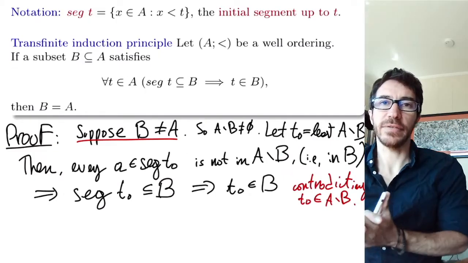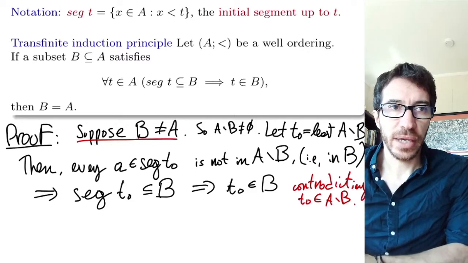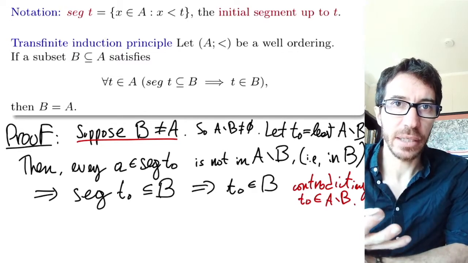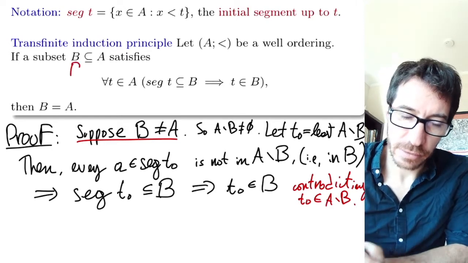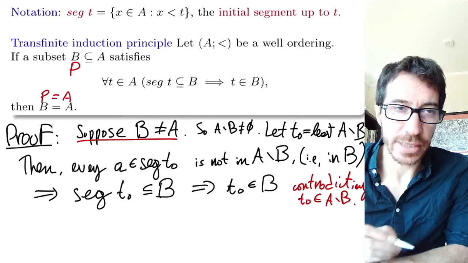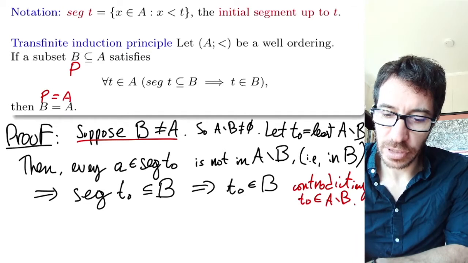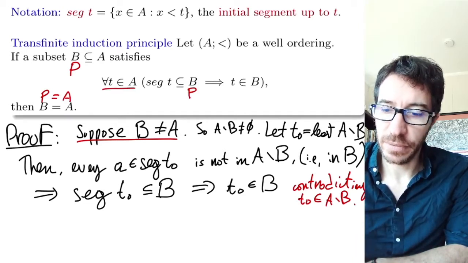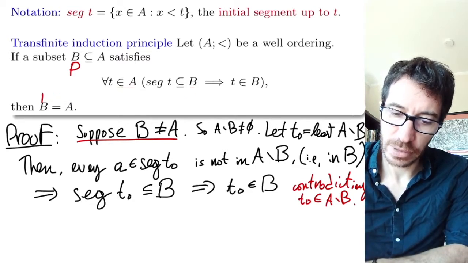Now, if we're going to apply transfinite induction, let's see what induction says. It says that if you have a subset B, which now we're calling P, this one here is our P right now, and we want to conclude that P is equal to A. That's exactly what we want. And for that, we need to show that for every t, if the segment below t is a subset of the whole P, then t belongs to P, right?